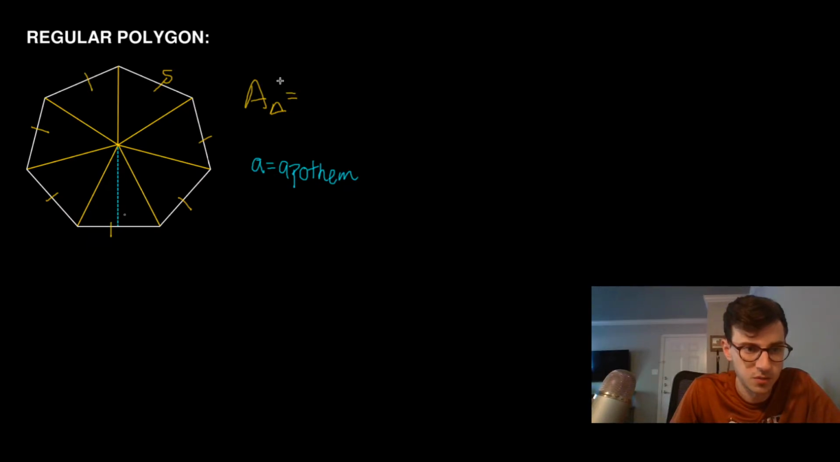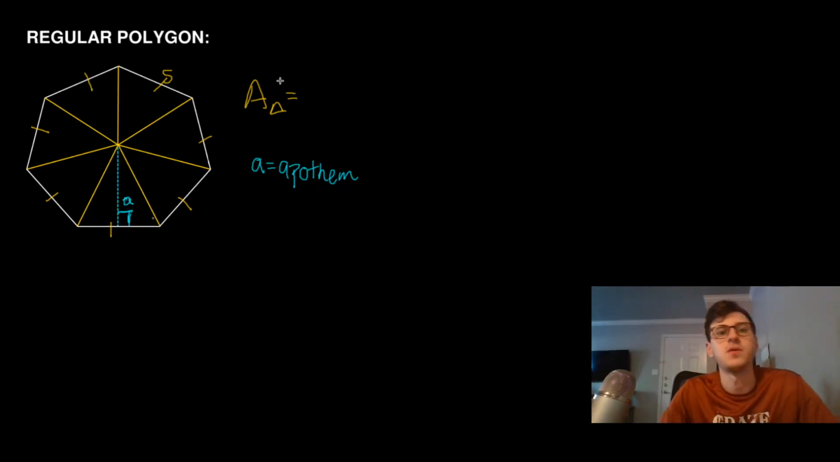Let's make that blue if we can. So there's the right angle. It is the apothem, right? That's an A, I promise. So it kind of looks like an A with a toupee, am I right? All right, so we've got the apothem.